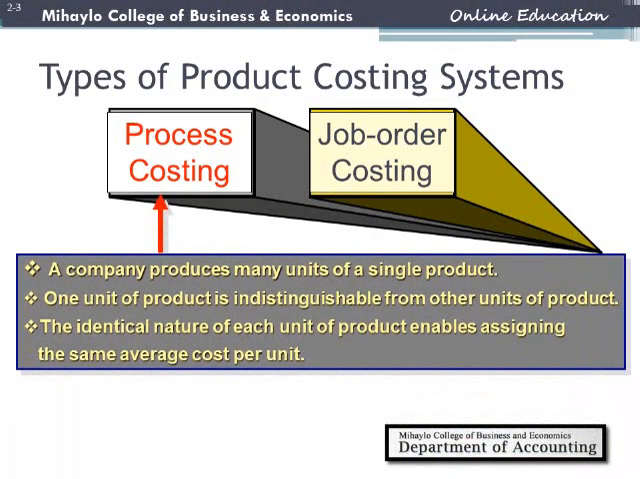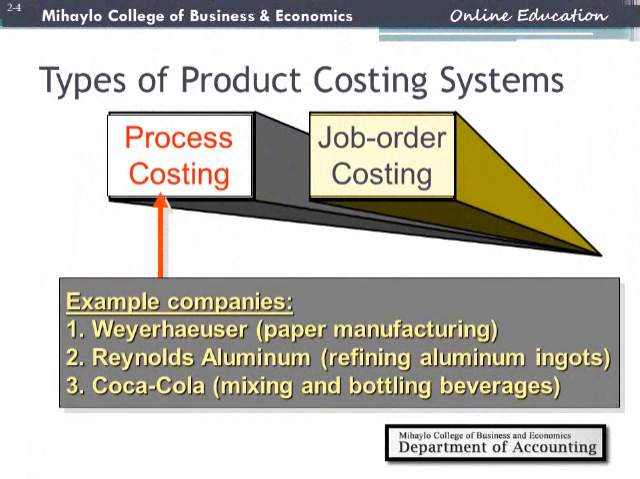Two costing systems are commonly used in manufacturing and many service companies: process costing and job order costing. A process cost system is best used by companies that produce many units of a single product, and where one unit of output is indistinguishable from any other unit of output. Because the units of output are identical, the company will probably use an average cost system to determine product cost. An example of a company that may consider a process cost system is Weyerhaeuser, a manufacturer of paper products.